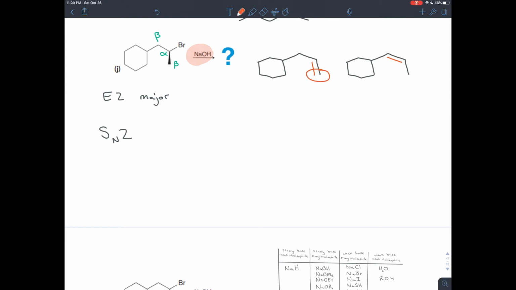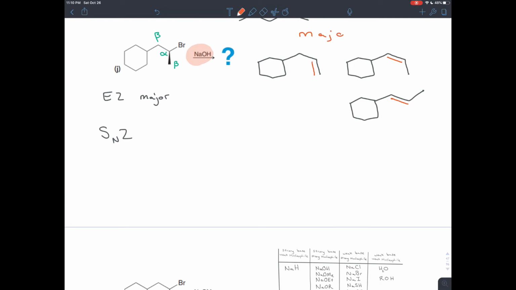Now for the structure on the left, we don't have to worry about cis and trans because one of the carbons in the double bond is bonded to the same thing twice. It has two hydrogens on it. But for the structure on the right, neither of the carbons are bonded to the same thing twice. The one on the left is bonded to a hydrogen and a methyl group. The one on the right is bonded to a hydrogen and a cyclohexyl group. That means that comes in two versions. We have the cis version, but you could also have the trans version. There. So those are all of our possible elimination products.